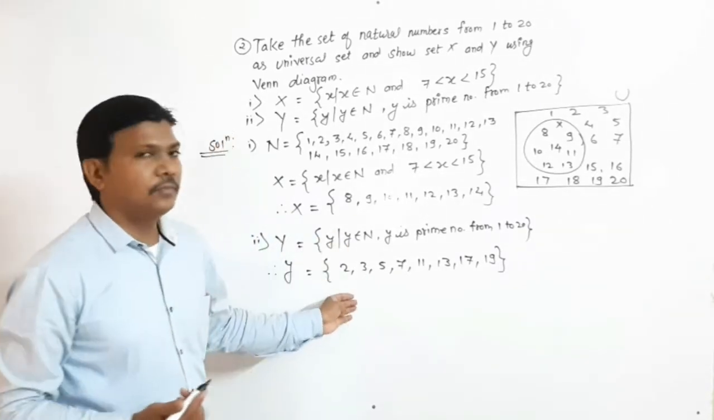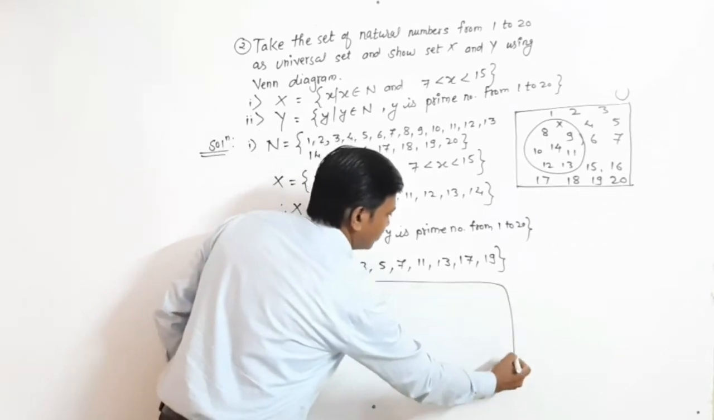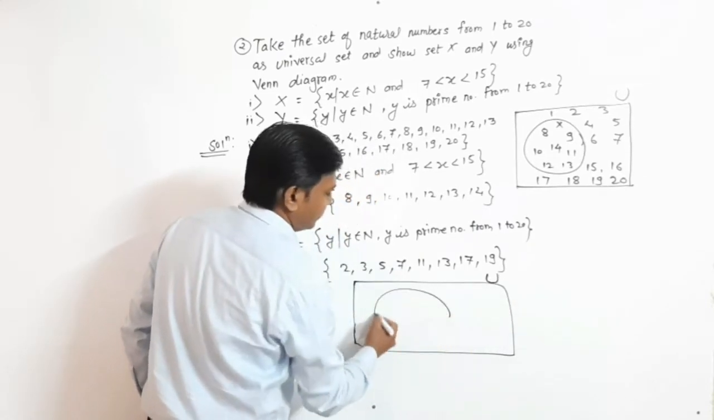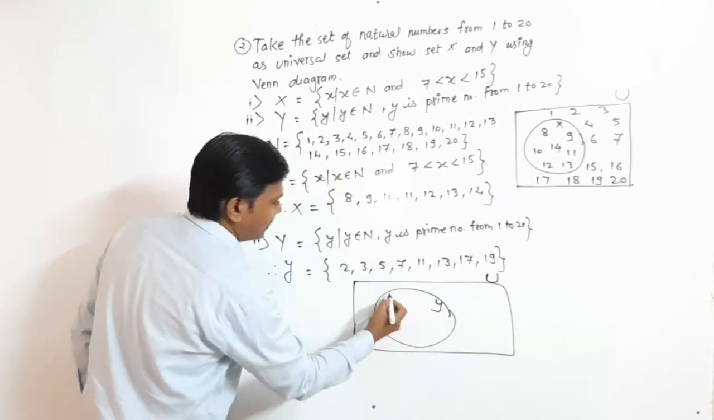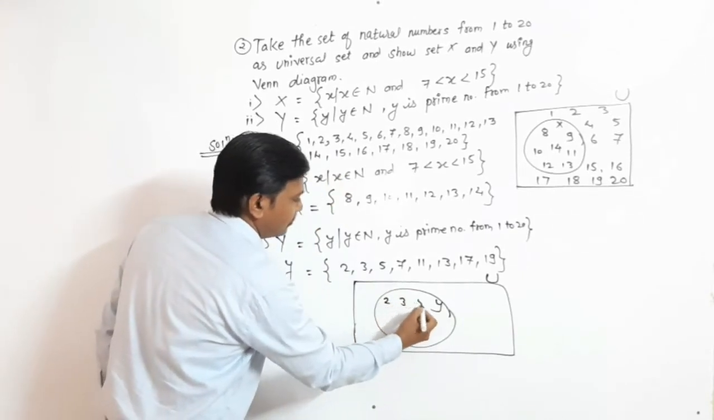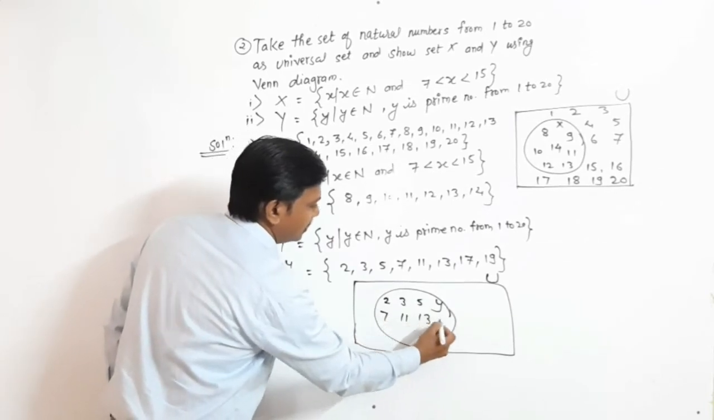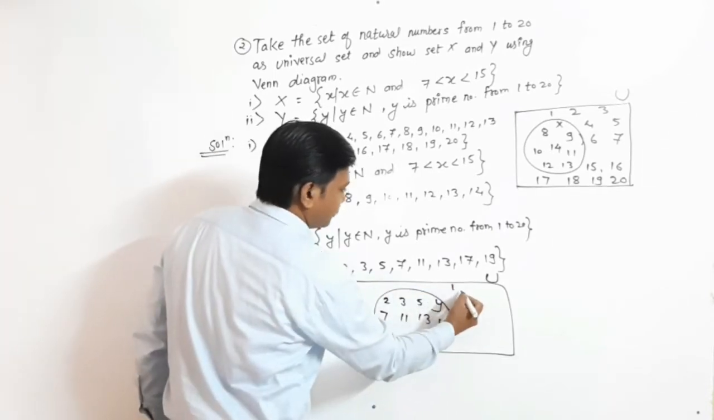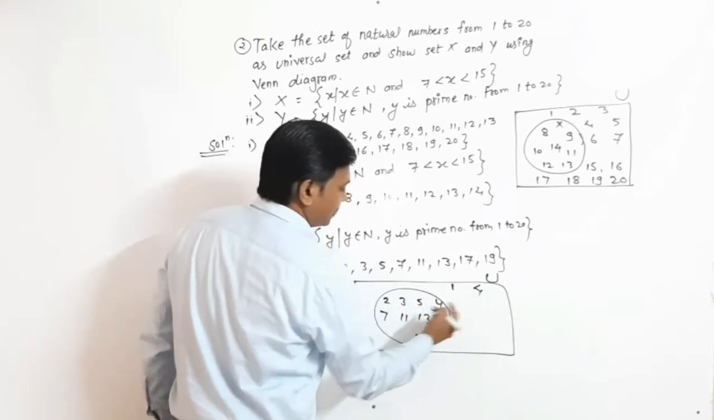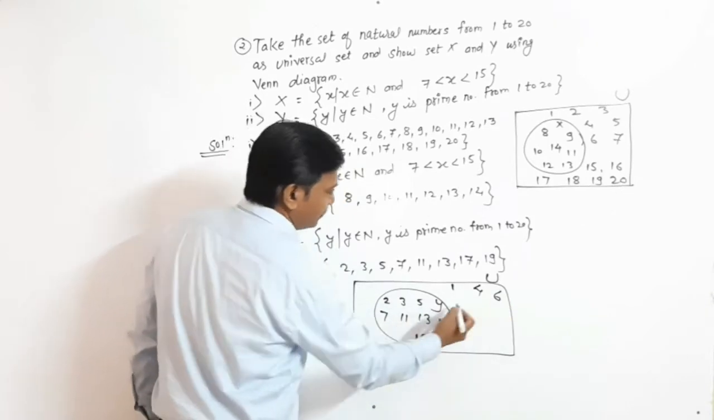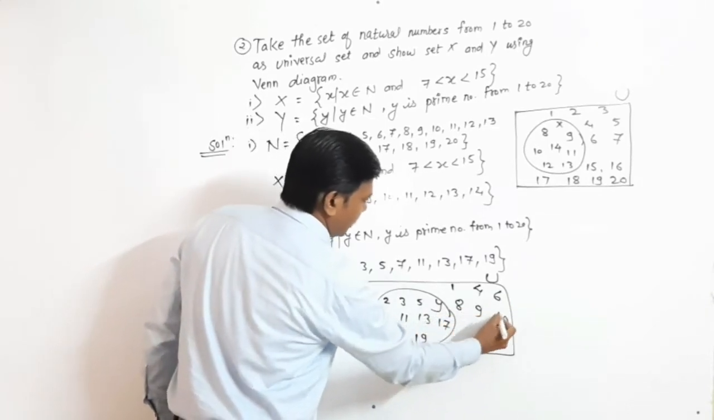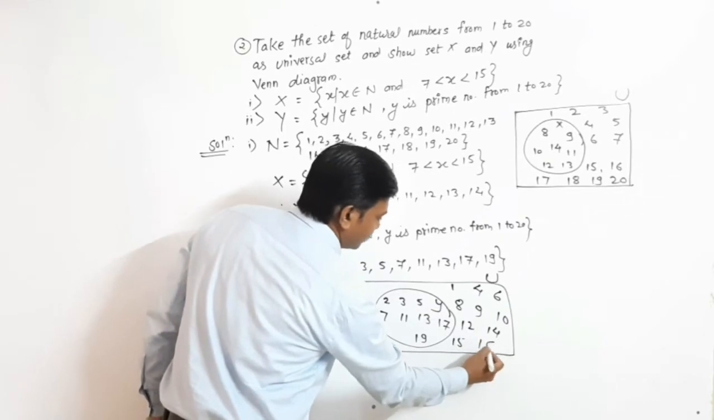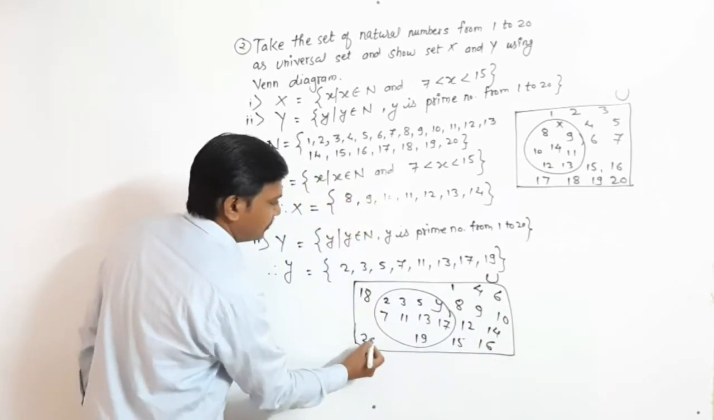So again represent this by a Venn diagram. In the rectangular box, suppose this is the universal set U and this is Y. In Y we write the prime numbers, that is 2, 3, 5, 7, 11, 13, 17 and 19, and the remaining numbers go in the universal set: 1, then 4, 6, 8, 9, 10, 12, 14, 15, 16, 18 and 20.